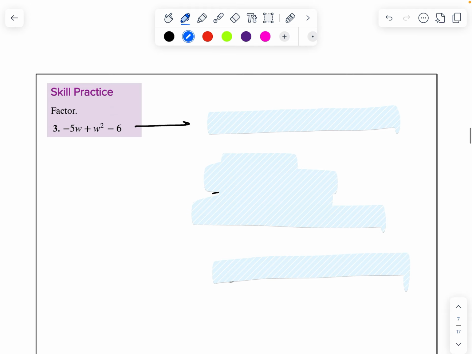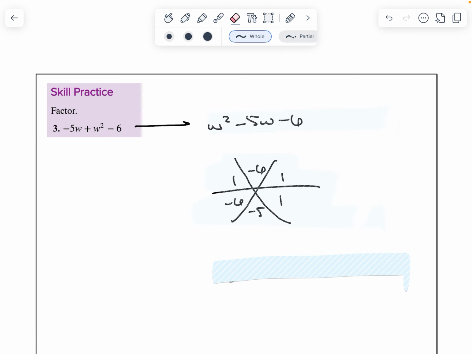Try this one. I'm going to show you what my answers were in about 3 seconds. So first, we need to write it in descending order. Then we need to put it into our star method, find the numbers that multiply and add, and then we write out our two factors.